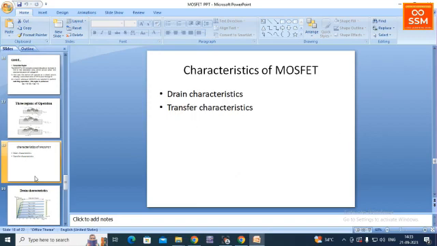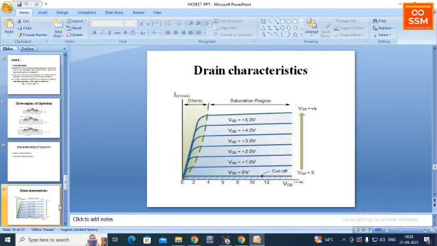Now coming to the characteristics of MOSFET. We can measure the performance of MOSFET, and based on that we have two characteristics: drain characteristics and transfer characteristics. The first one shows the drain characteristics. As I have already said, this MOSFET operates under three regions: cutoff region, ohmic region or non-saturation region, and saturation region. The drain characteristics is drawn between drain source voltage VDS along the x-axis and drain current along the y-axis.